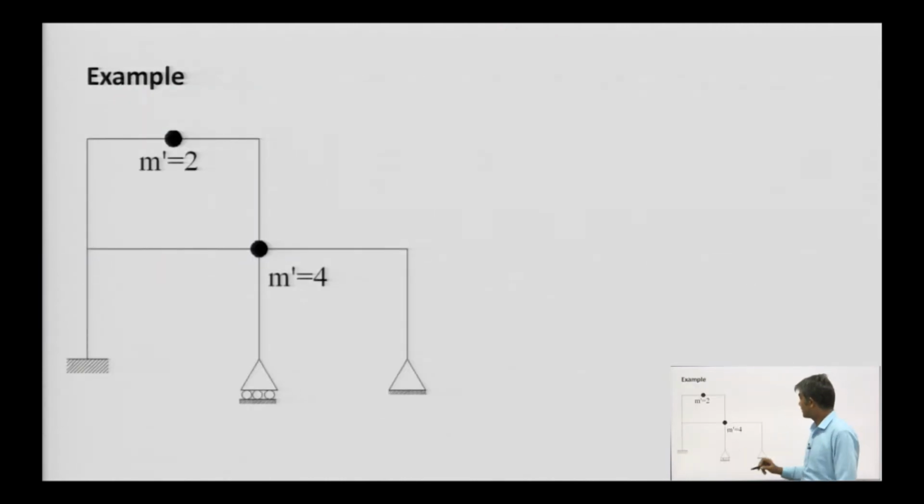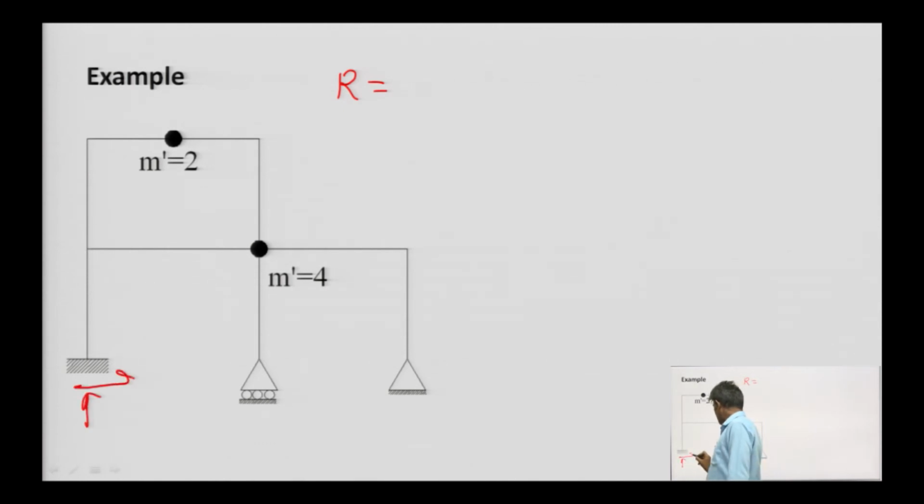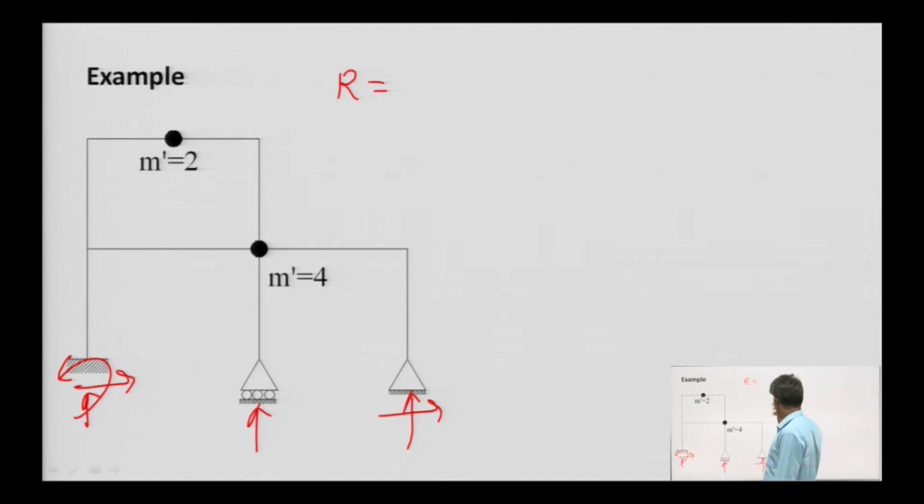Let us consider the static external indeterminacy. Here the value of capital R, total restraints: here 3, one horizontal, vertical, rotation; here only vertical; and here vertical and horizontal. So, 3 plus 1 plus 2 means 6 total supports.